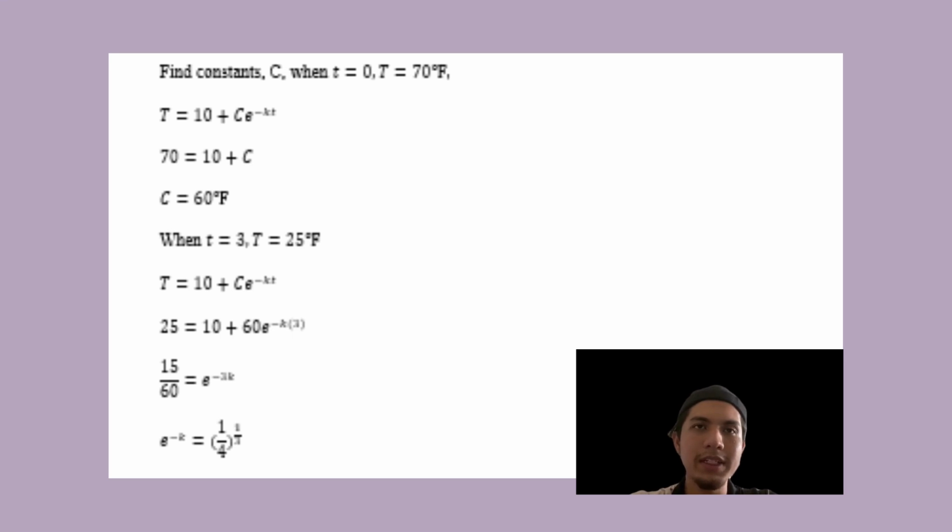Information that has been given is t equal to 3 and the temperature T equal to 25 Fahrenheit. So put all the information into the formula T equal to 10 plus Ce to the power of negative kt. So the formula should be 25 equal to 10 plus 60 e to the power of negative k times 3. And after that, you got e to the power of negative k is equal to 1 over 4 to the power of 1 over 3.